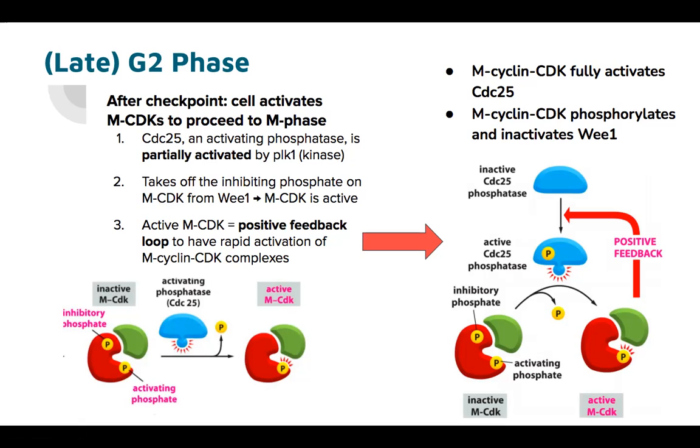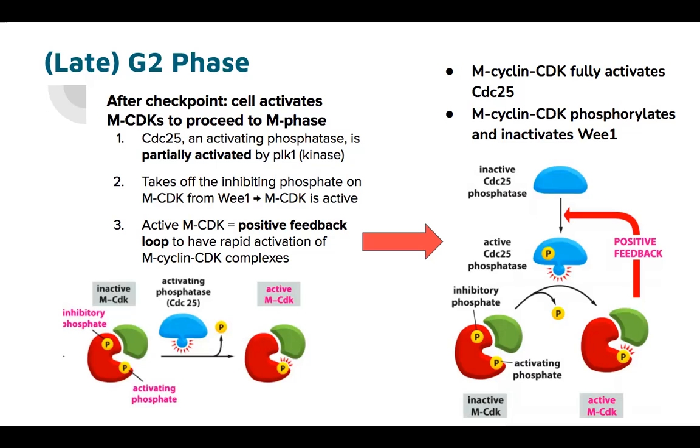So yeah, that's pretty much that. By the dephosphorylation of WEE1 by the phosphatase, it takes that phosphate off the complex and this fully activates it, so that the M cyclin-CDK is ready and the cell is ready to go into M phase.